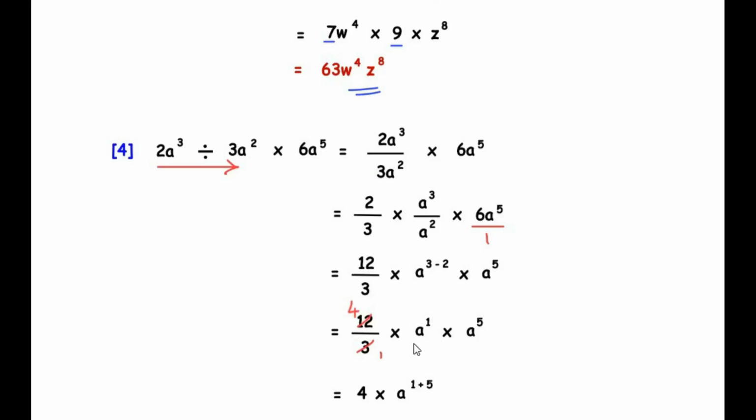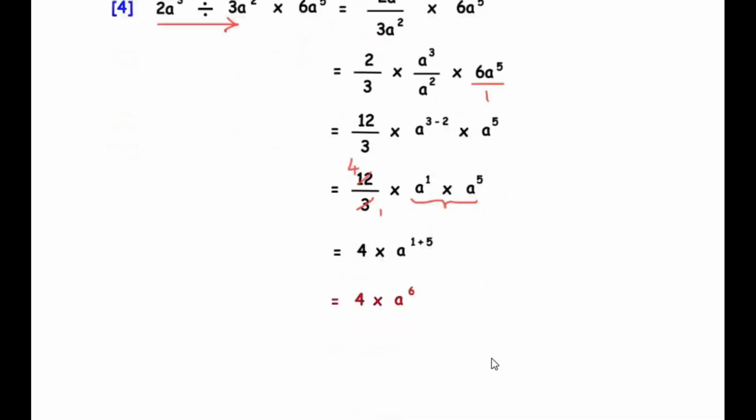Now using the product law again, we have the same basis, so the powers will get added, giving us a to the power of 1 plus 5. So we get the final answer as 4 times a to the power of 6. This is going to be our answer.